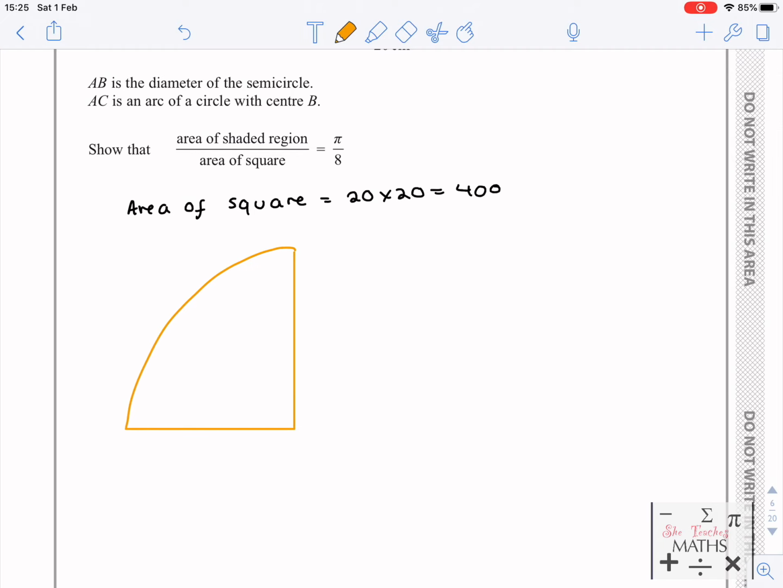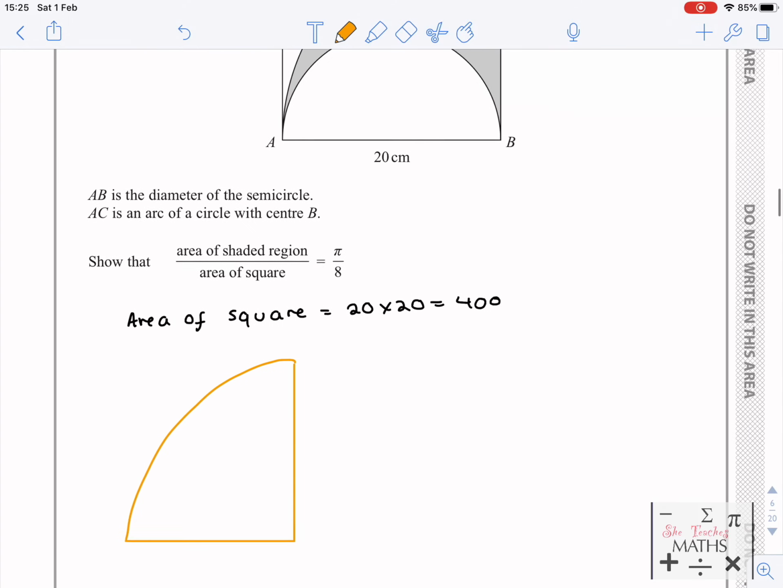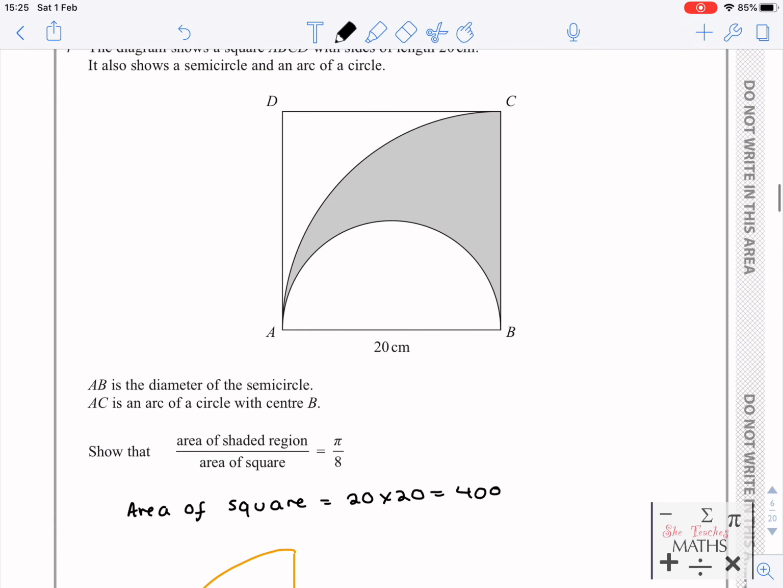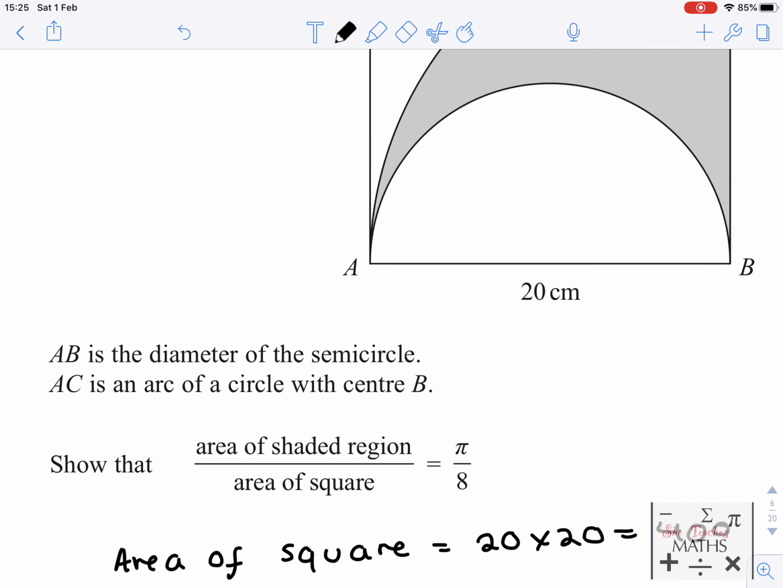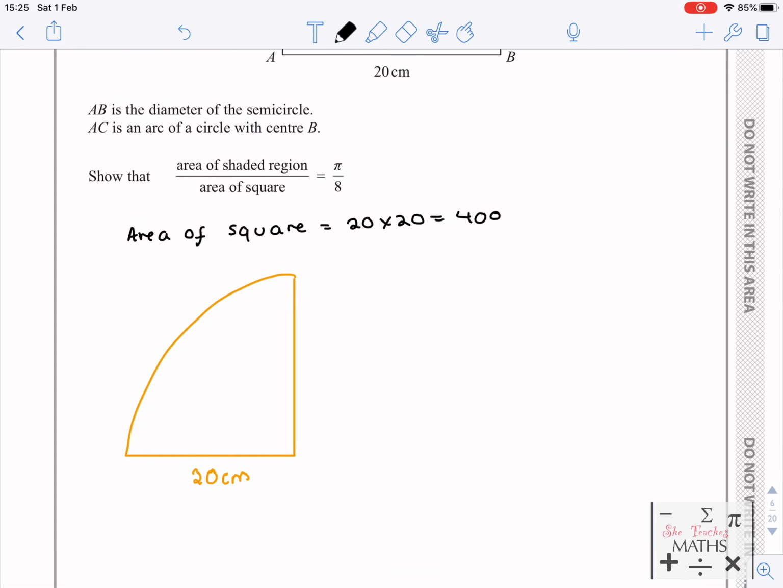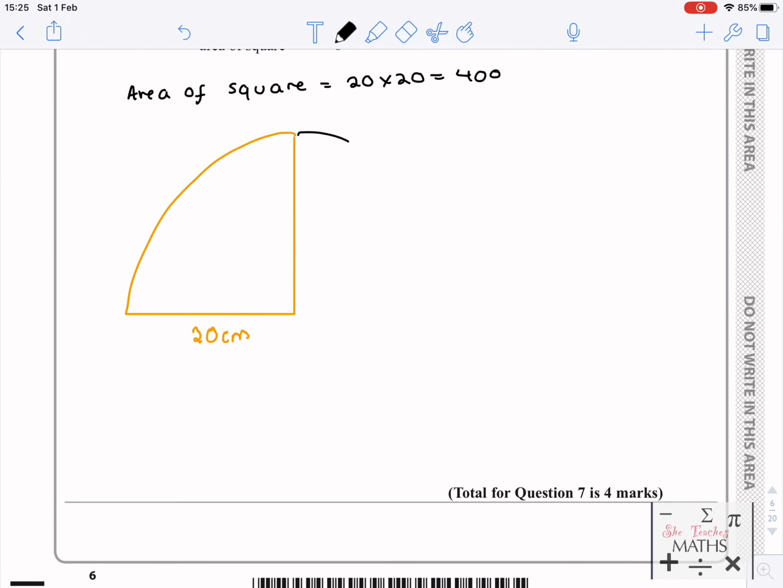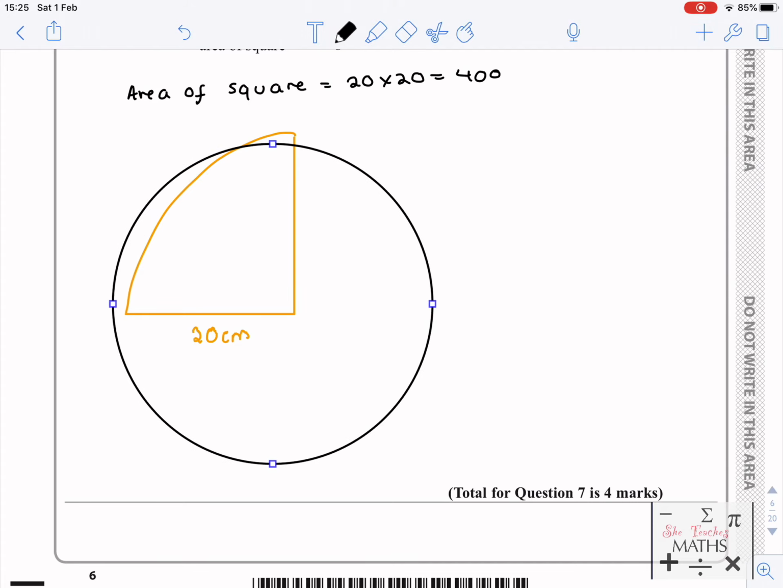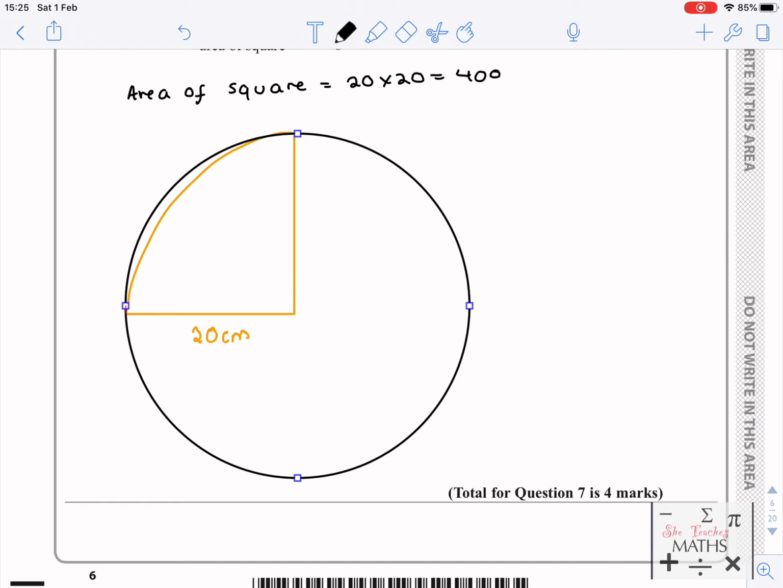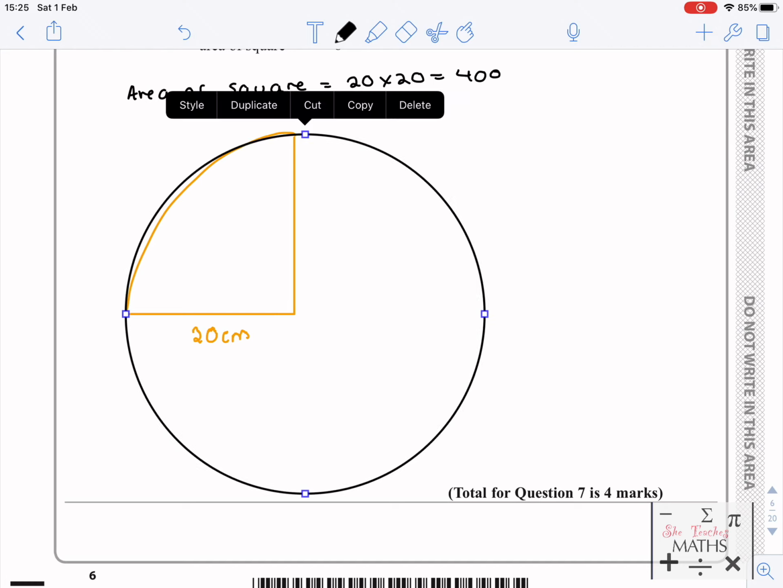So it's like this, and this is the arc of the circle, and we know that this is 20 centimetres. Bear in mind that this is a quarter of a circle, so the question is trying to throw you off over here, saying that AB is the diameter of the semicircle. Some people might get confused by thinking that that is also the diameter of this entire circle, but actually, if you draw the entire circle, we can see that 20 centimetres is actually going to be the radius.